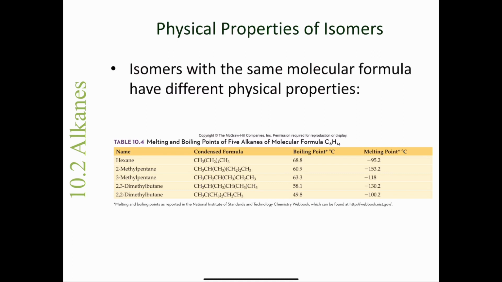If we take a look at this table, it shows the melting and boiling points of 5 alkanes with the molecular formula C6H14. So all 5 of these compounds are made from the same number of carbons, 6, and the same number of hydrogens. How they differ is the way the atoms are connected together. And look what happens when we connect the atoms together differently. They have different boiling points. You can see all the boiling points are different, and they also all have different melting points.